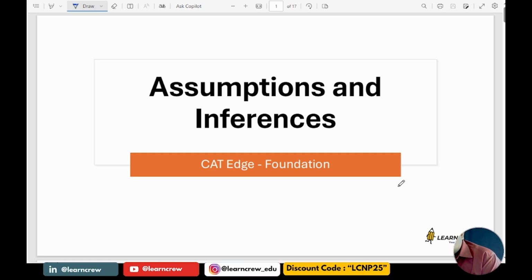Then what are the key differences between assumptions and inferences? As I already told you, assumptions are unstated premises, while inferences are logical connections based on evidence. Assumptions are often unexamined, while inferences are based on observed facts and data. Let me give you some basic examples to differentiate between an assumption and an inference.